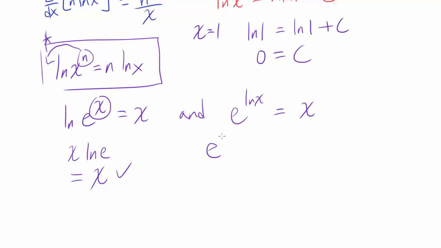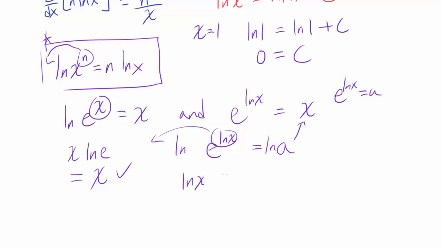So we have the first one. Now let's look at the second one. Let e to the natural log of x be some number a, and I'm going to show you a is equal to x. Let's take natural log of both sides. Exponents come out. So you have natural log of x times natural log of e, which is 1, is equal to natural log of a.